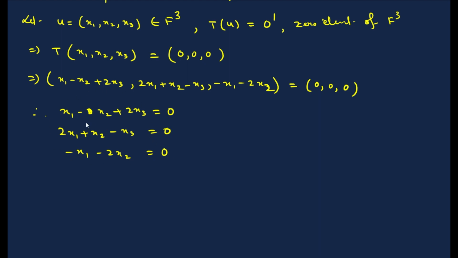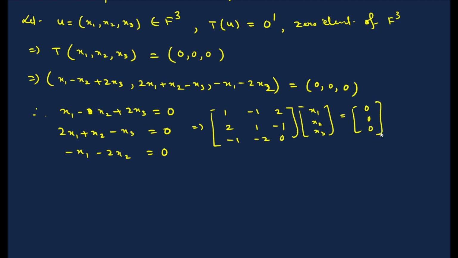So now we have to solve and find the values of x1, x2, x3. There are 3 equations and 3 variables, and there are a lot of methods by which we can solve this: the Gauss-Jordan method, the normal matrix method, or Cramer's rule. So there are several methods, and using any one of them we can solve it. Let us write the coefficients 1, minus 1, 2, 2, 1, minus 1, minus 1, minus 2, and then 0. The variables are x1, x2, x3. On the right side, we write 0, 0, 0. So we are writing these 3 equations in matrix form.